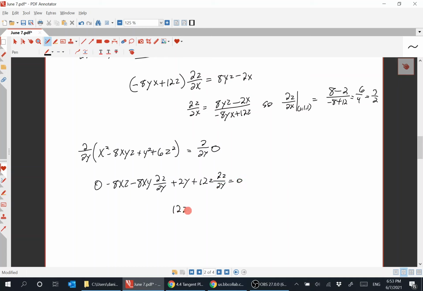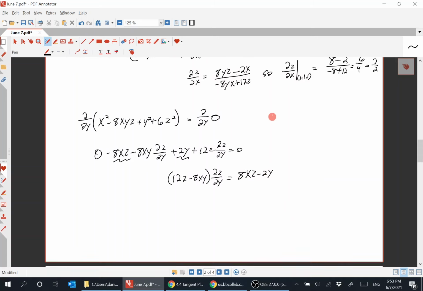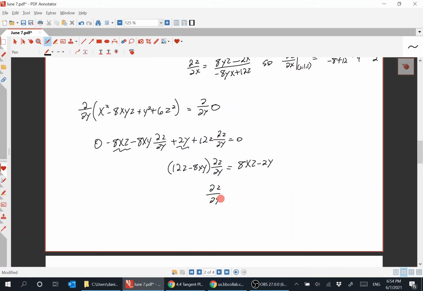So put the dz dy terms on one side and the not dz dy terms on the other side. That's 8xz minus 2y. So dz dy is equal to 8xz minus 2y over 12z minus 8xy. So it looks like I'm going to get the same thing. So dz dy at 1, 1, 1 is equal to 8 minus 2, which is 6, over 12 minus 8, which is 4, so it's 3 halves again.